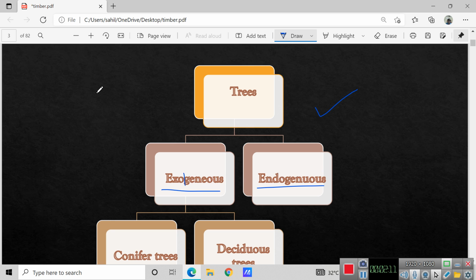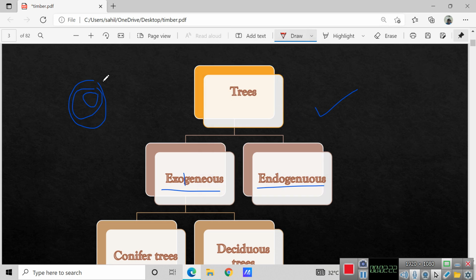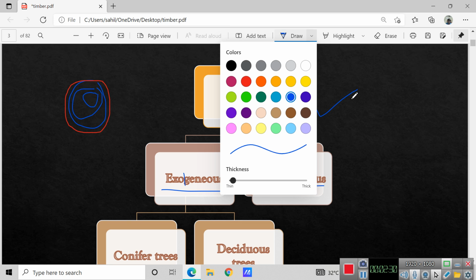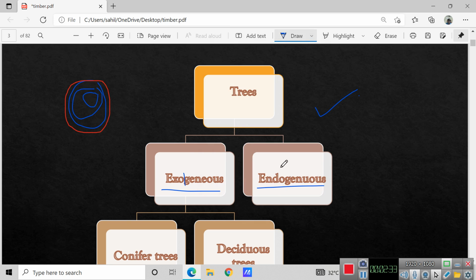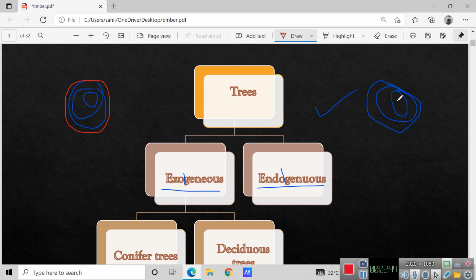In exogenous trees, the growth takes place from the outer side of the tree, which means that the new cell grows from the outer side of the trees. On the other hand, in case of endogenous trees, the growth is inward. That is, the new cells of the trees generate from the inner side, that is in the center of the vertical cross section.